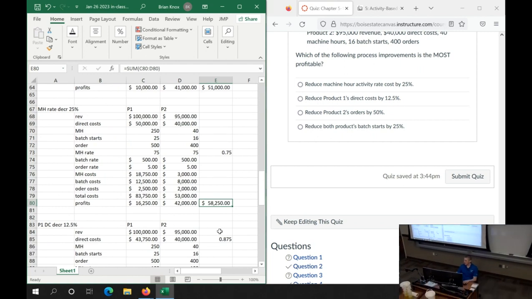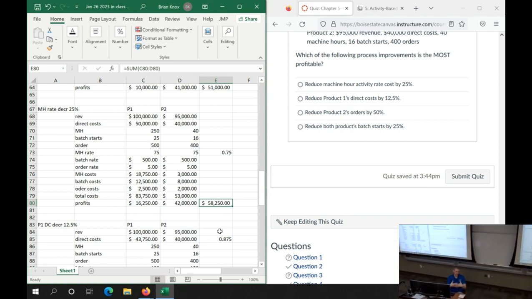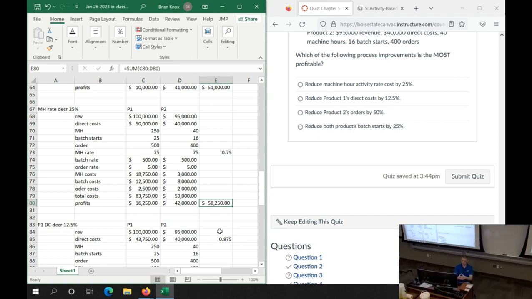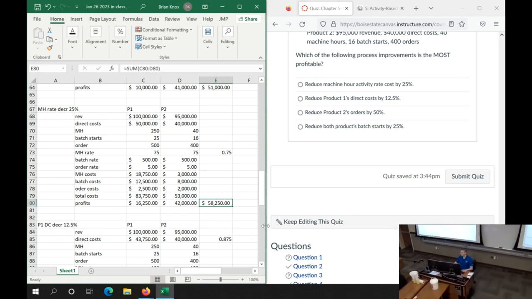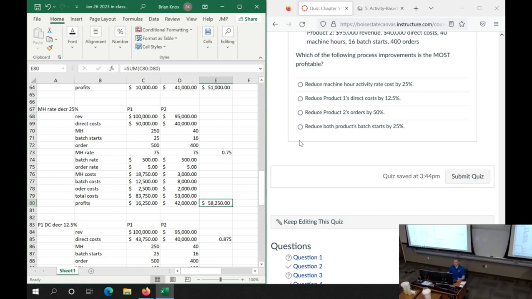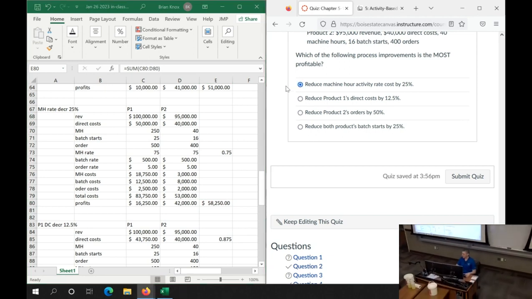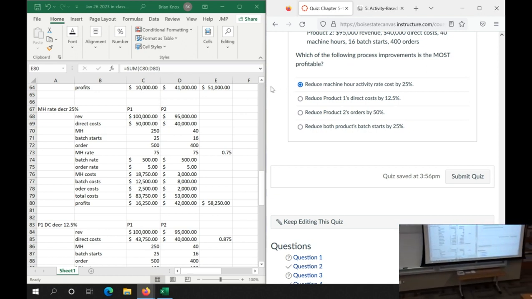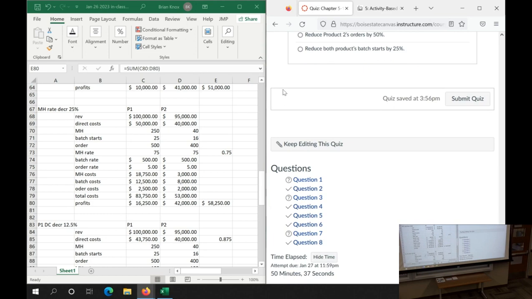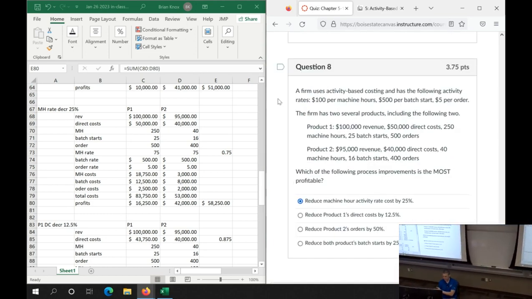This information comes to us only because we have figured out the mechanics of our costs, our overhead costs. We have a precise enough picture that activity-based costing allows us to make these kinds of improvements, figure out which one's most profitable. And so if all these cost us, say, $2,500 to make this improvement, it would cost $2,500 to make any of these improvements. The biggest bang for our buck for that $2,500 is to reduce the machine hour activity rate by 25%. All right, so yeah, there are some activity-based management questions like that.